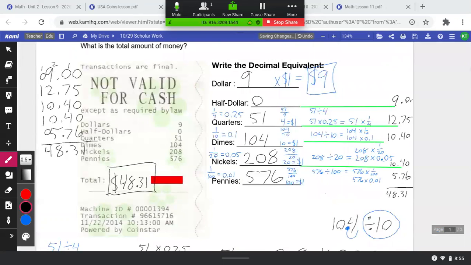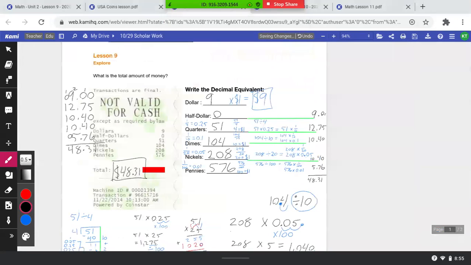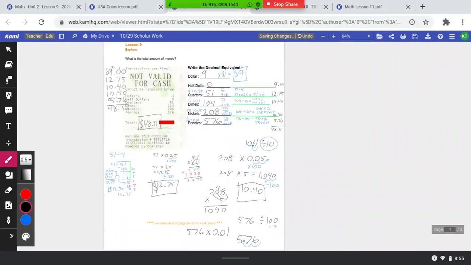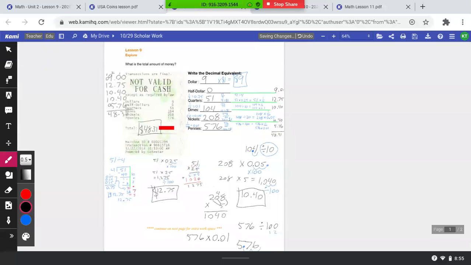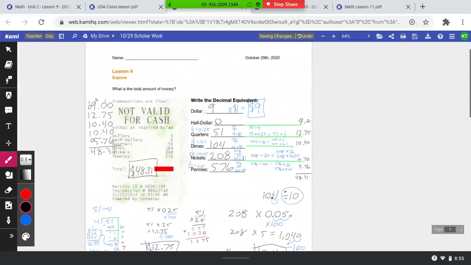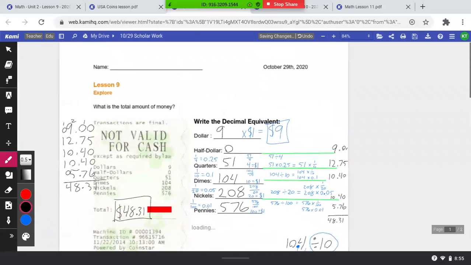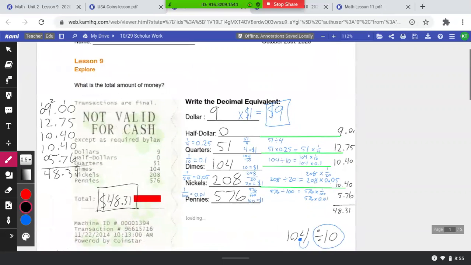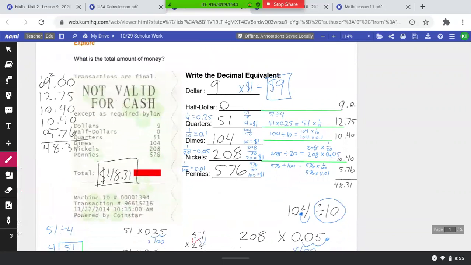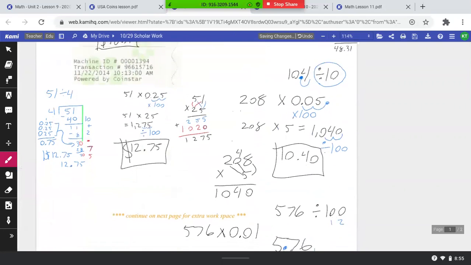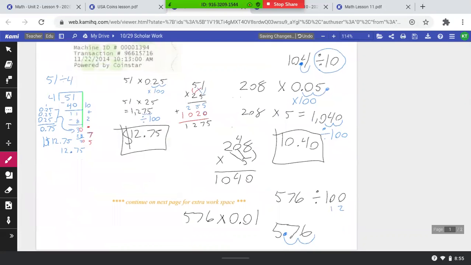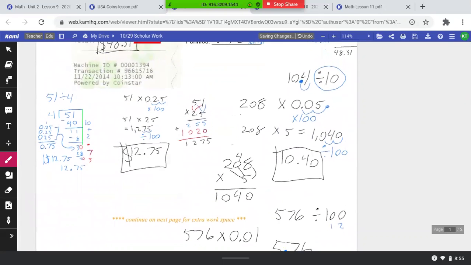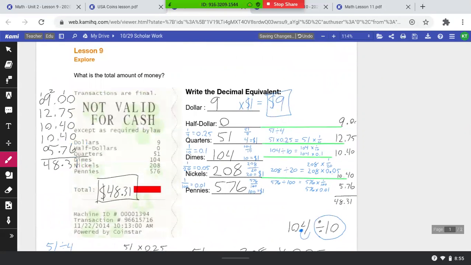All right, y'all. Great job. So I'm going to zoom out so you can see our work. And then I'll come back in. Great job today, y'all. Practice our multiplying decimals, and money is a great way to do it.